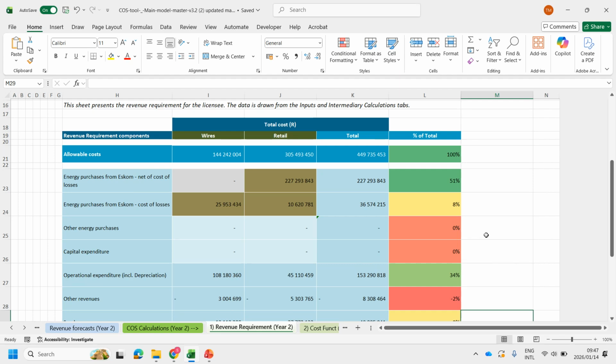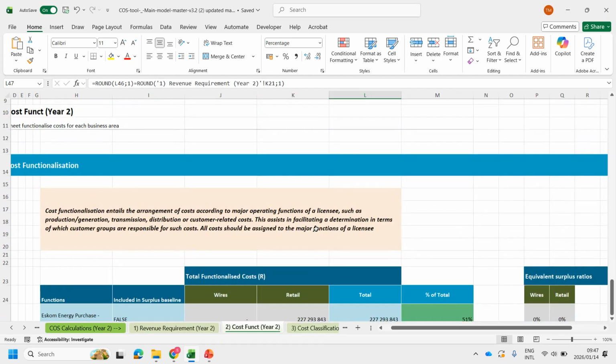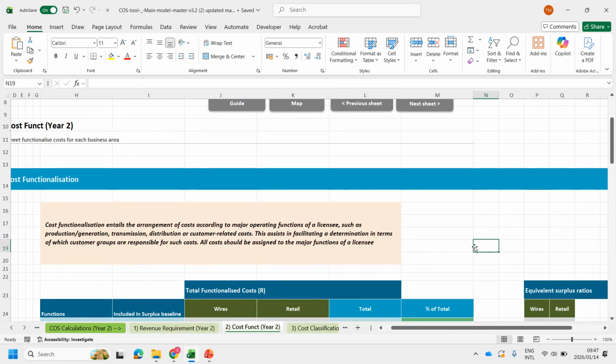The second step then is the cost functionalization. By definition, this basically means we're taking the total costs that we calculated in the revenue requirement and we are splitting them into 3 major functions. The first one is the generation, the second one is the transmission, and the third one is the distribution.